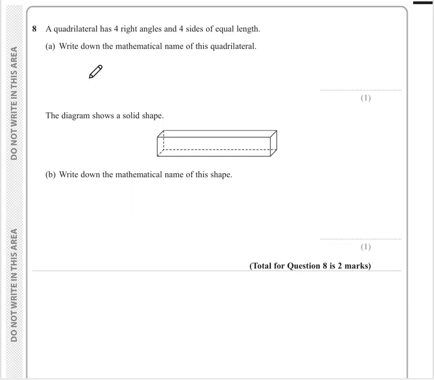Question 8. A quadrilateral has 4 right angles and 4 sides of equal length. So drawing out a little sketch, we've got 4 right angles, 4 equal sides. This is going to be a square. Part B, the diagram shows a solid shape. Write down the mathematical name of this shape. This is a cuboid.